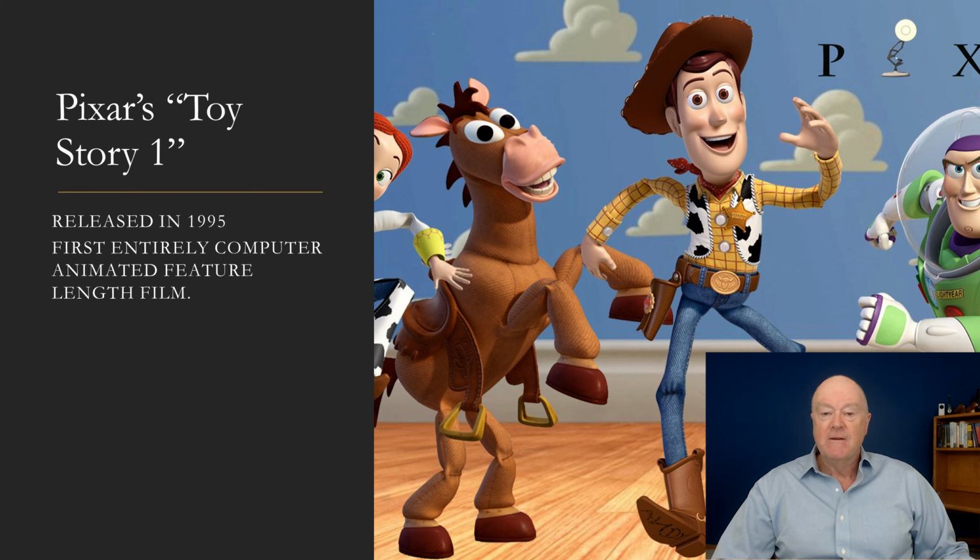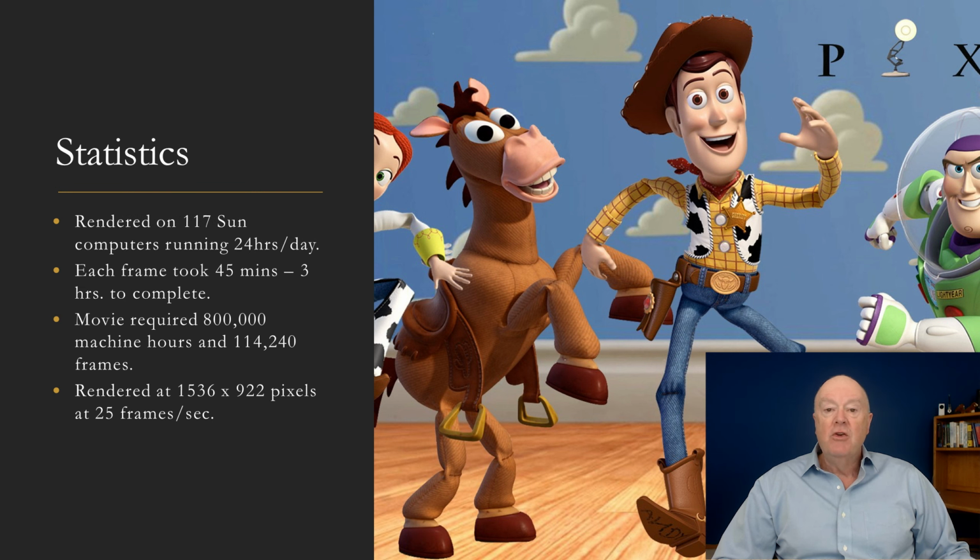Here are some statistics. It was eventually rendered using a render farm of 117 Sun Microsystem computers, running 24 hours a day. It was rendered at a resolution of 1500 by 900 pixels and at 25 frames per second. Each frame took between 45 minutes and 3 hours to render, and the entire movie required over 800,000 machine hours to produce. There'd been nothing like it before. So why did it take so long and so much computer power to produce?